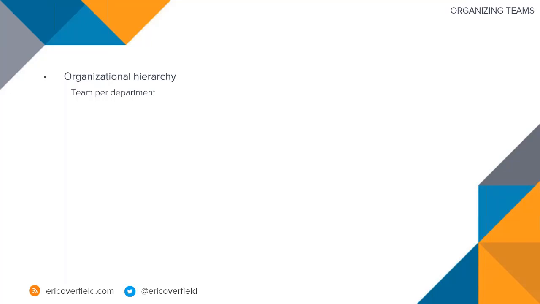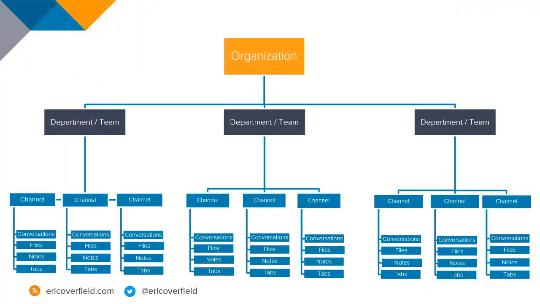The first way I see a lot of organizations look at is purely organizational hierarchy. Basically, you look at your departments and you say, let's just break up teams based on the organization that we have. So we'd have our different departments, each would be a team. We would then have our channels.